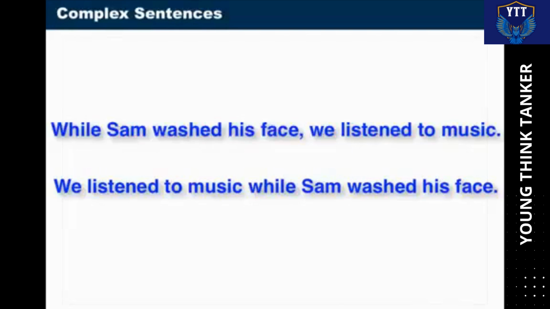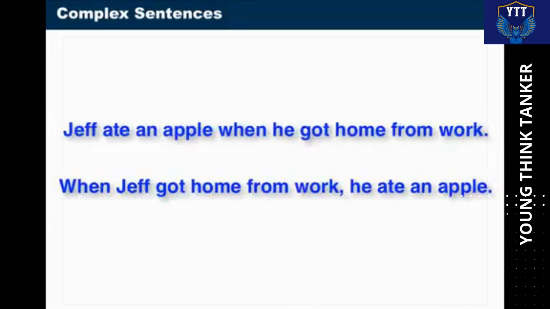Here are some examples. While Sam washed his face, we listened to music. Or you could say, we listened to music while Sam washed his face. Both of these sentences are correct. They are both complex sentences. Look at the next pair.